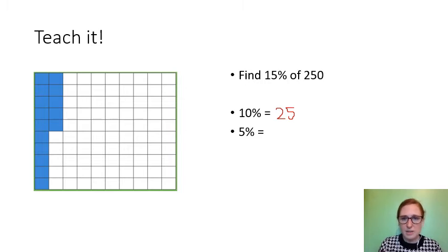So if 10% is 25, half of that is 12.5. I know this because half of 20 is 10, half of 5 is 2.5. If I put them both together using an addition, it will give me the whole of 15%. 0 add 5 is 5. Don't forget my decimal point. 5 add 2 is 7. 2 add 1 is a dodgy looking 3. So 15% of 250 is 37.5.